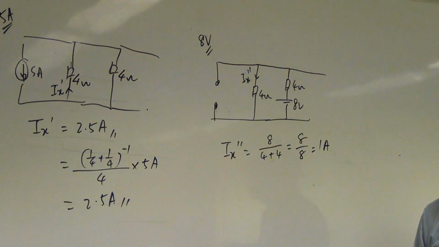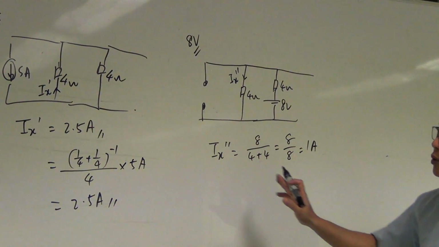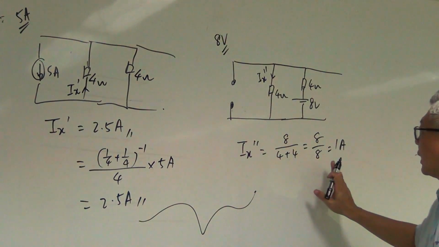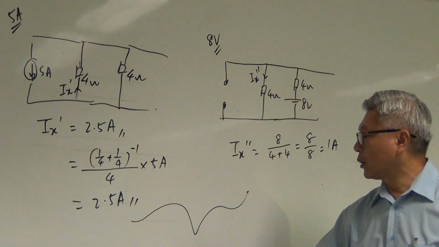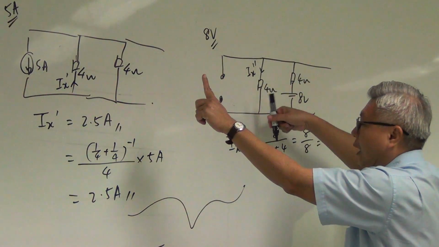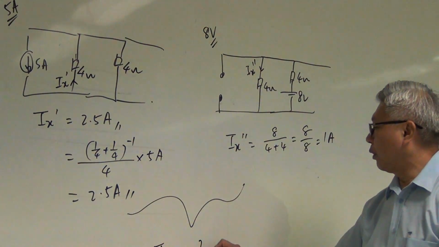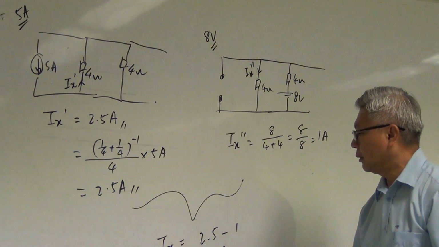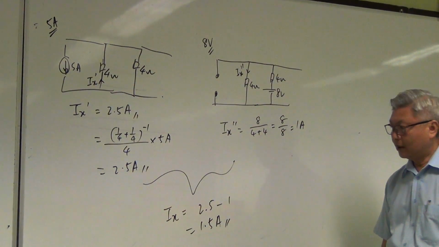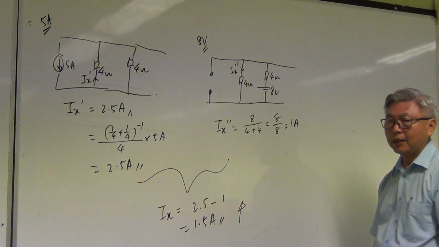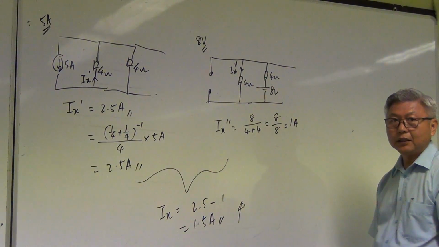So therefore, by principle of superposition, when I have this 2.5 ampere and then this 1 ampere, what is my total Ix? One is going up 2.5, the other one is coming down 1. So it's therefore 2.5 minus 1, so it's 1.5 ampere. 1.5 ampere, right? And my 1.5 ampere is going up. Get it so far? Let me repeat.